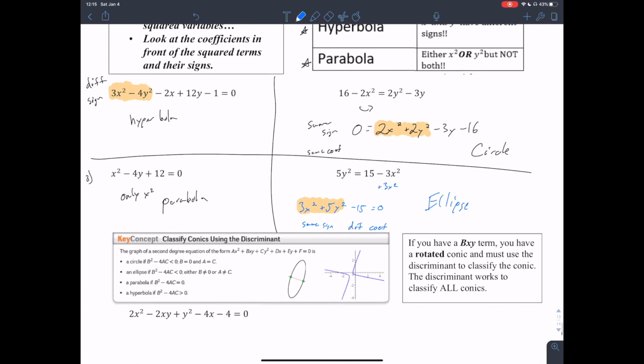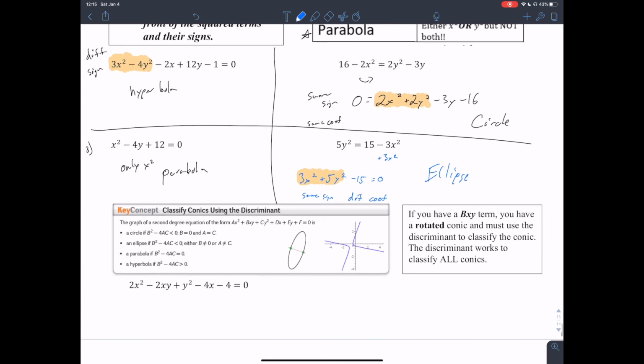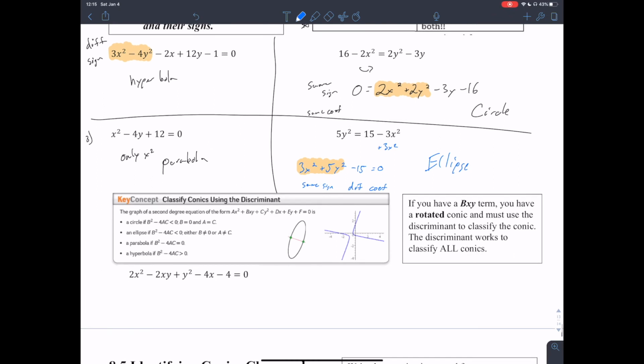And there we go, guys. We are essentially done. And then now let's look at this real quick. So if you have a Bxy term, you have a rotated conic and must use the discriminant to classify the conic. The discriminant works to classify all conics. Okay, so let's see what this means. So what the heck is the discriminant? Now, the discriminant is an old thing that you've used before, so I'll start using a different color. I'll just use light red.